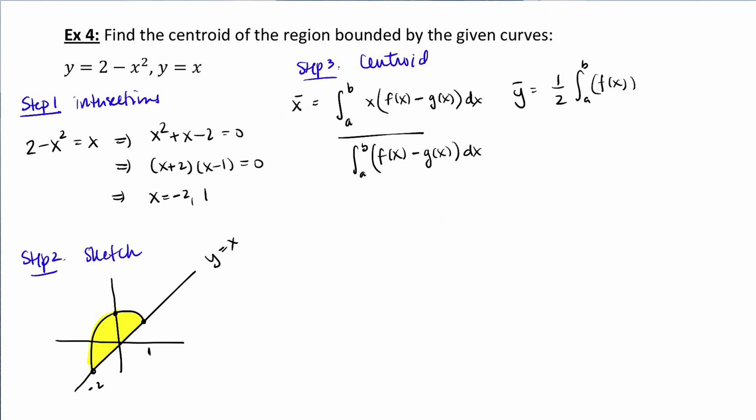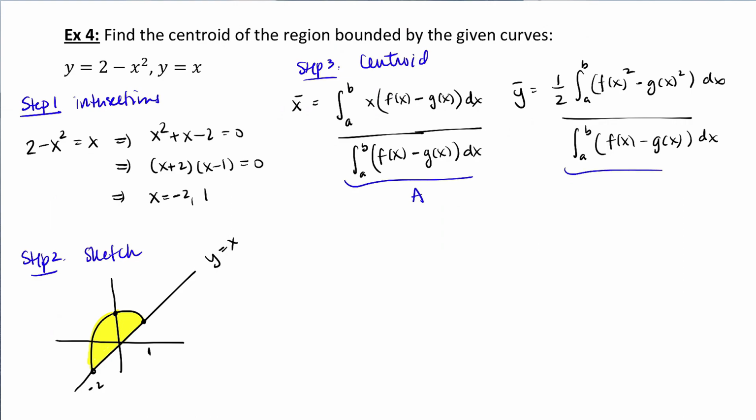And then again, this is still the area. And then for my y coordinate, we have that this is just the integral from a to b of f of x squared minus g of x squared dx over the integral from a to b of f of x minus g of x dx. And again, I'm calling this my area. So let me find this first because I need it for both integrals, okay?